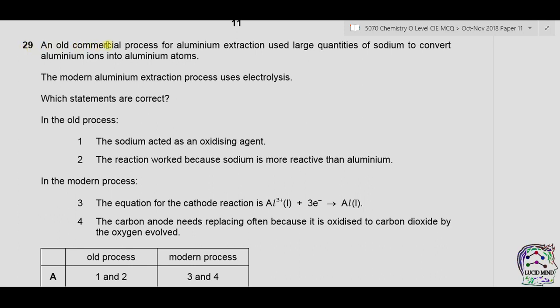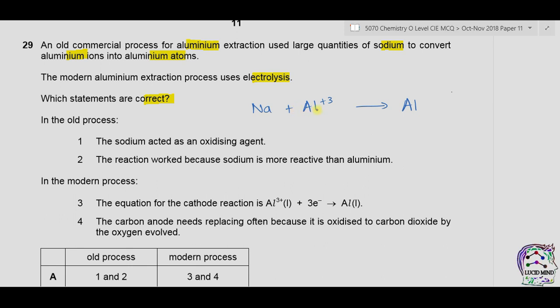Question 29. An old commercial process for aluminum extraction used large quantities of sodium to convert aluminum ions to aluminum atoms. The modern aluminum extraction process uses electrolysis. Which statements are correct? In the old process, the sodium acted as an oxidizing agent. We can write the equation for reaction of sodium with aluminum ions. So we have Na plus Al3+. It is then converted into aluminum atoms.